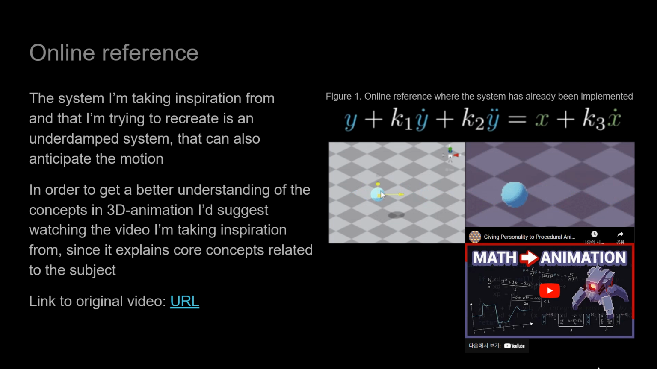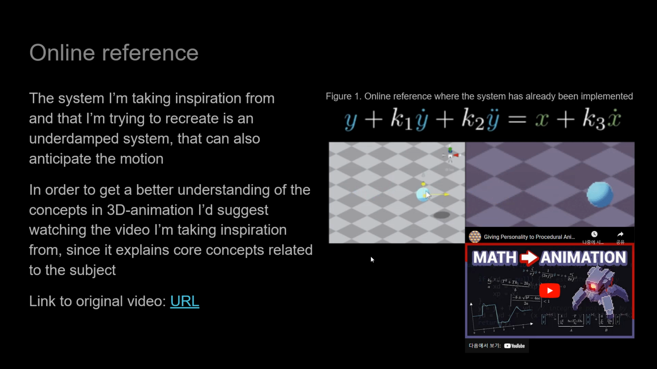As you see here is the video, a link to the video made by Tessellator about how to use math to make animations, basically. Here you have the equation of motion, which he implemented. It's a second order system because it's using the first and second derivative of position or displacement, which is velocity and acceleration.